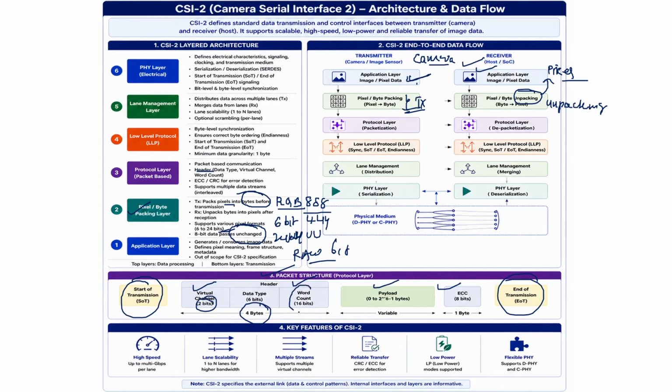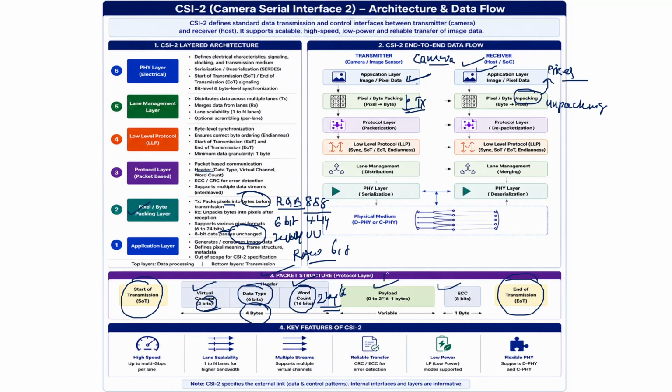In this 16 bits, that means 2 bytes is used for word count, and then one byte is used for the data type, that is 6 bits, and then virtual channels for 2 bits. That is a total of 4 bytes of information we are transmitting here in the packet header. So then payload. What is the payload here?